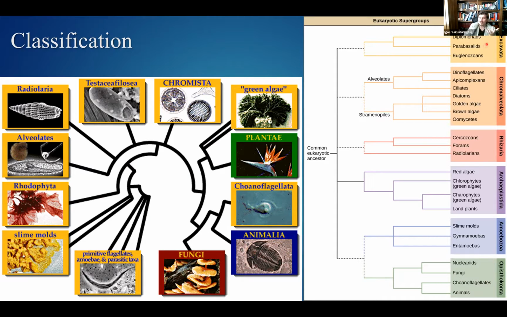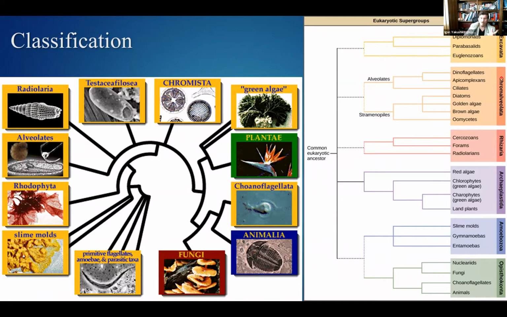There are supergroups, either 6 or 7 of them. I think your lab is talking about 6, so we'll keep it as 6. So there is the Excavata, a very interesting group containing Euglena, and we'll talk about Euglena today in the lecture and in the lab as well.